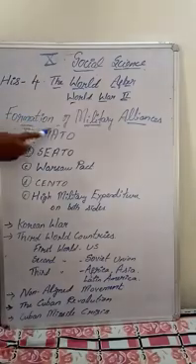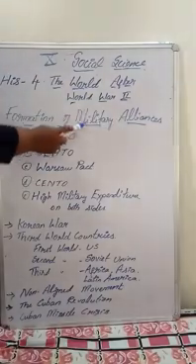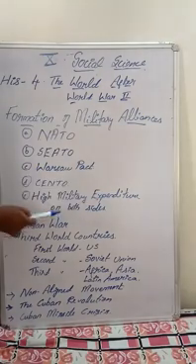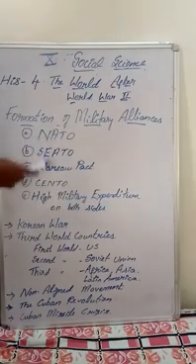Now we'll see the formation of military alliances. There were 5 military alliances: NATO, SEATO, Warsaw Pact, CENTO, and high military expenditure on both sides. Now we'll see them one by one.